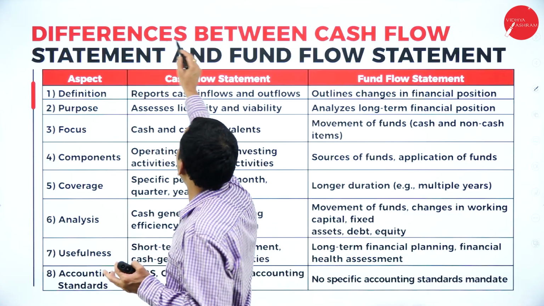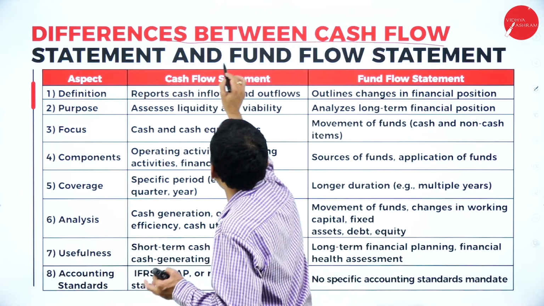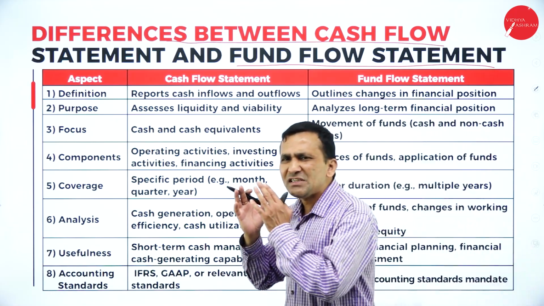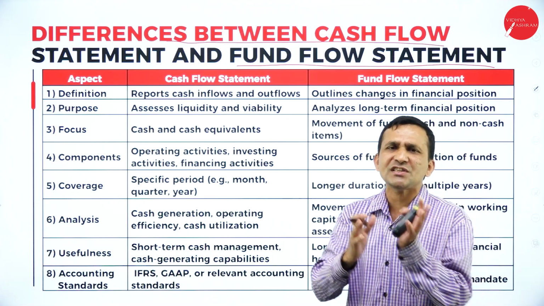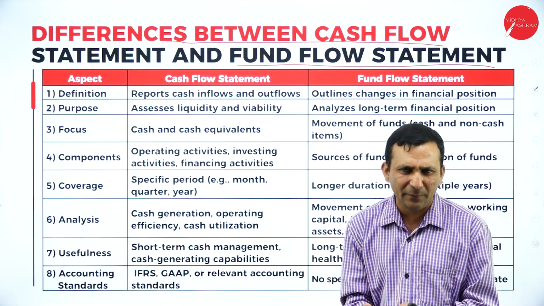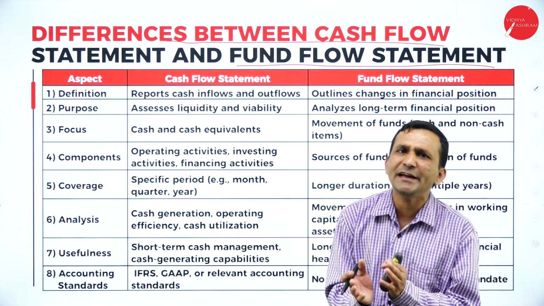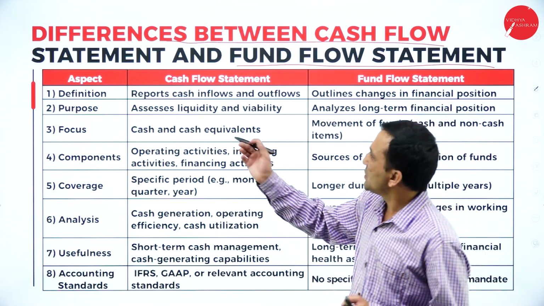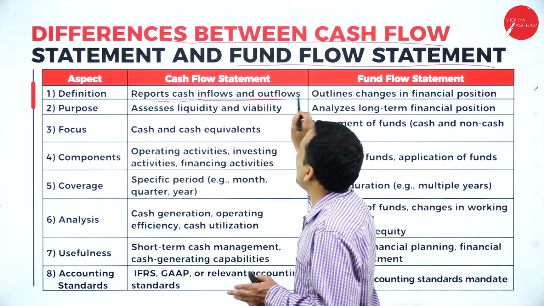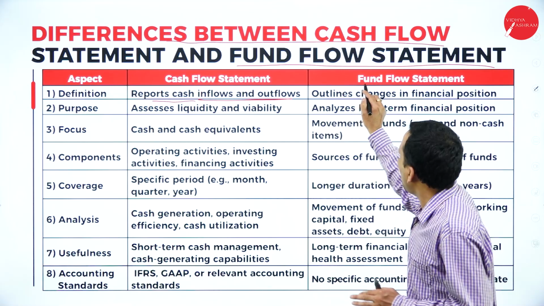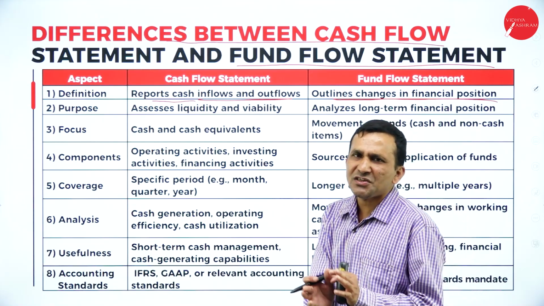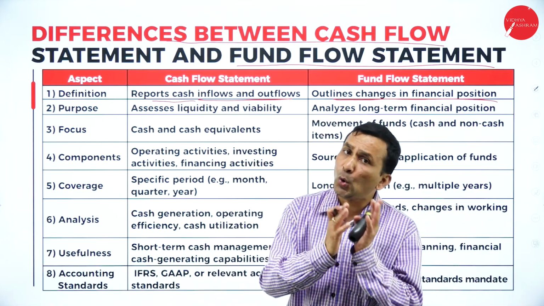Now, the difference between a cash flow statement and a fund flow statement. What is the major difference we are finding? Management uses a cash flow statement and a fund flow statement for taking proper decisions before taking any steps. They are trying to use one specific tool. Okay, so the first one, definition. Under the cash flow statement, you report cash inflow and outflow. You need to specify that. And under fund flow, outline the change in the financial position, which is always talking about the long-term basis.